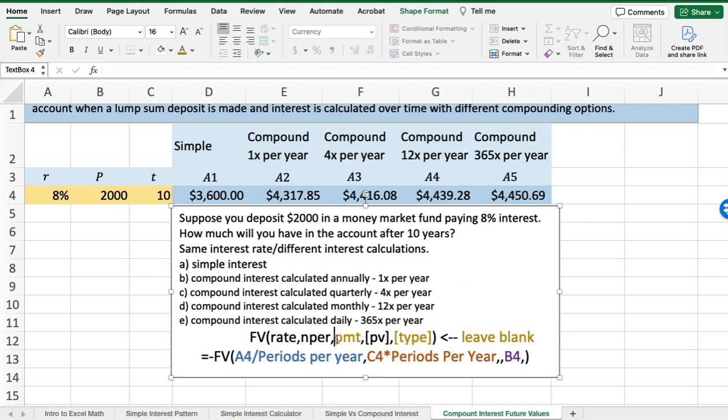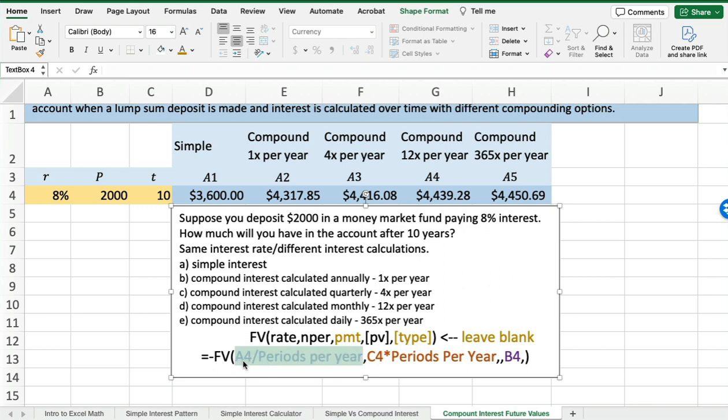So the two things we're going to be leaving blank are the regular payments, because we're not making regular payments. So that's the PMT. And then the type is also something that we're going to leave blank. But we still will need to include these commas. So what you will see up above when we look at these calculations, we're going to be following this pattern of using the function as if we know what the interest rate is.